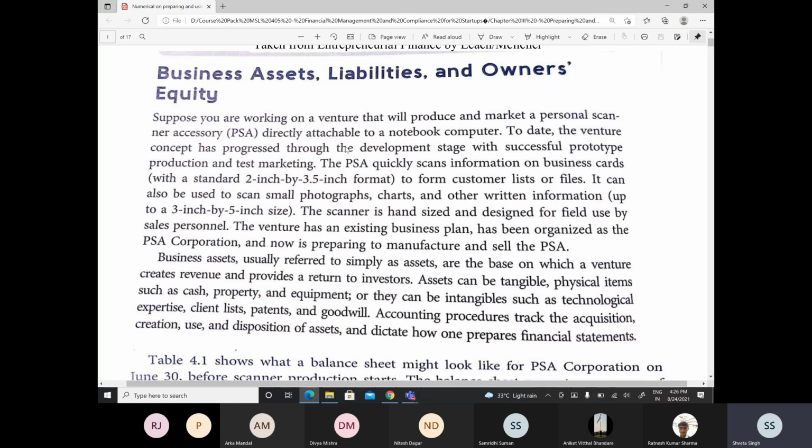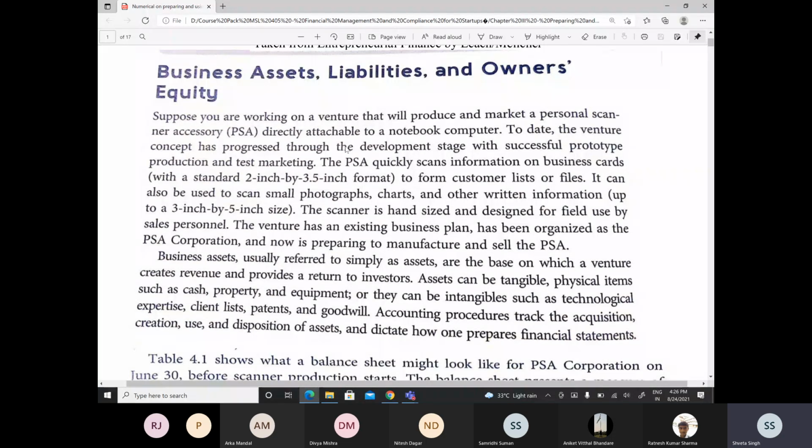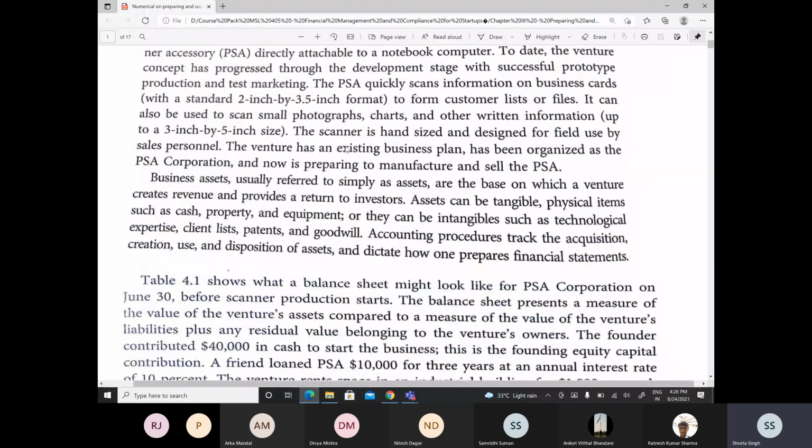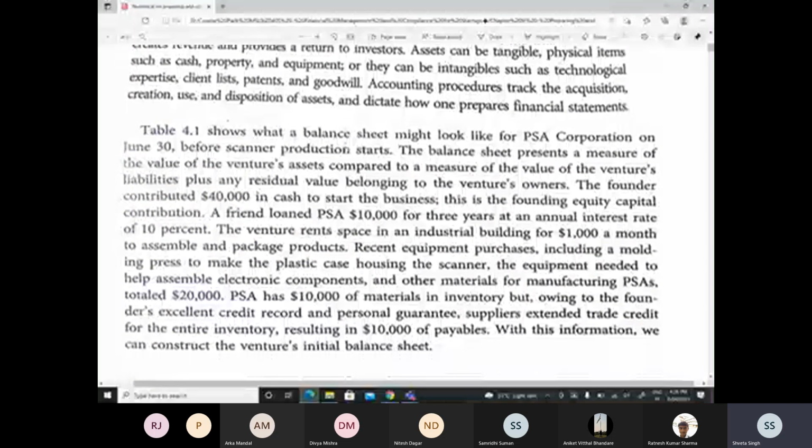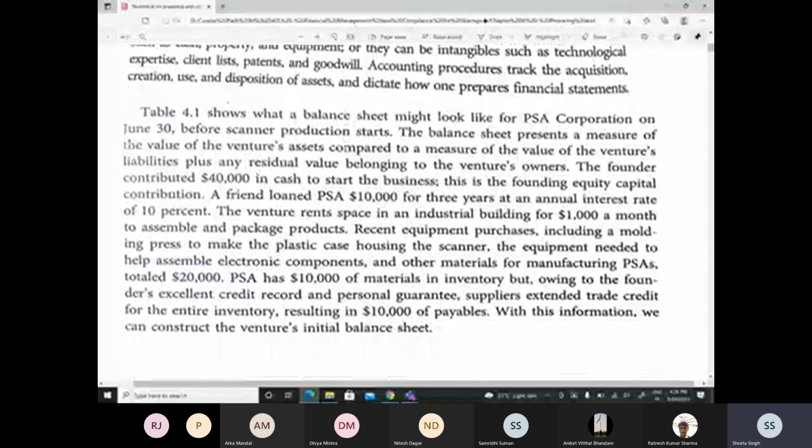Accounting procedures track the acquisition, creation, use, and disposition of assets and dictate how one prepares financial statements. Okay, so all of this is now familiar to you. Now let us see the details of this startup. Table 4.1 shows what a balance sheet might look like for PSA Corporation on June 30th, even before the scanner production starts. So we'll come to that.